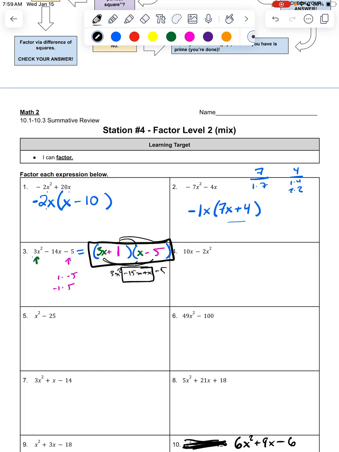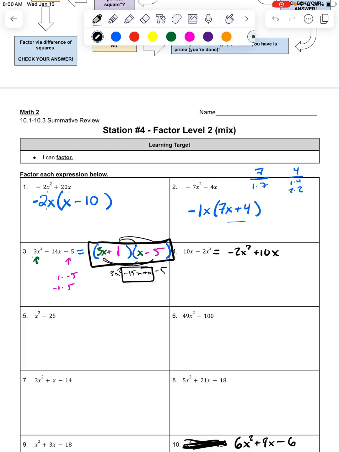Number 4 is interesting because the x squared is not the first term. So I'm going to go ahead and first just rewrite this so that it's in standard form. Negative 2x squared plus 10x. We always want to try and write it when the exponent is in decreasing order.